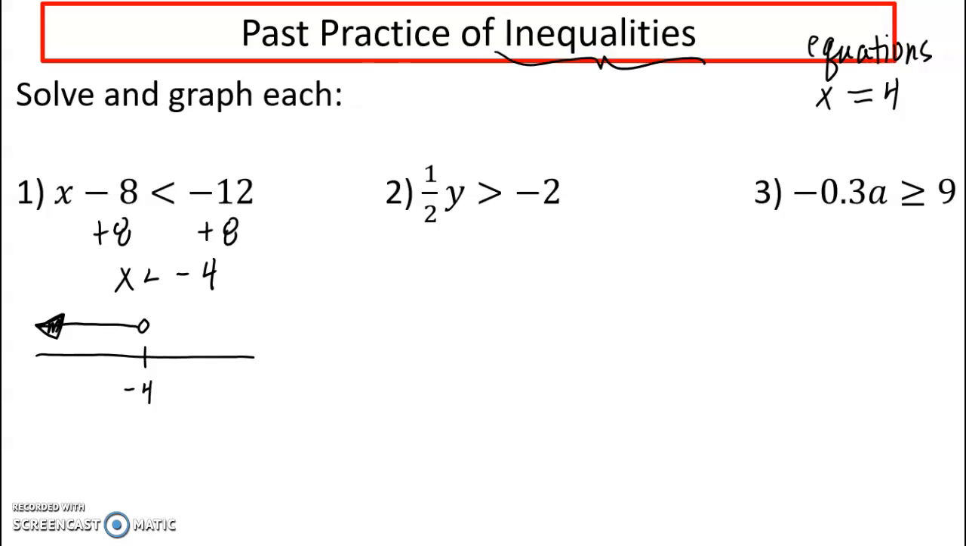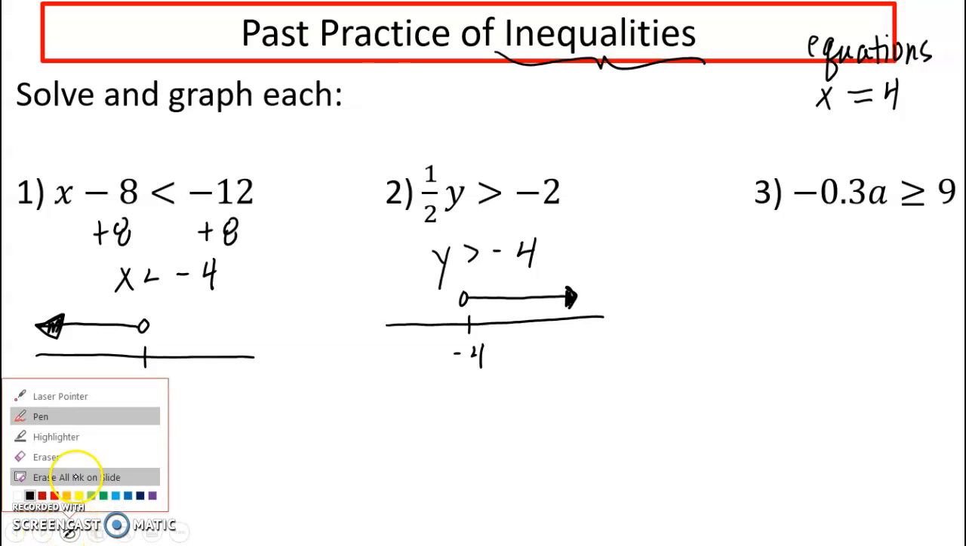1/2 y is greater than -2. All right, I'm going to multiply both sides by 2 to get y alone. Y is greater than -4. So now on my number line, I still have an open circle. And now I shade everything to the right. So any number bigger than -4 would make that inequality true.